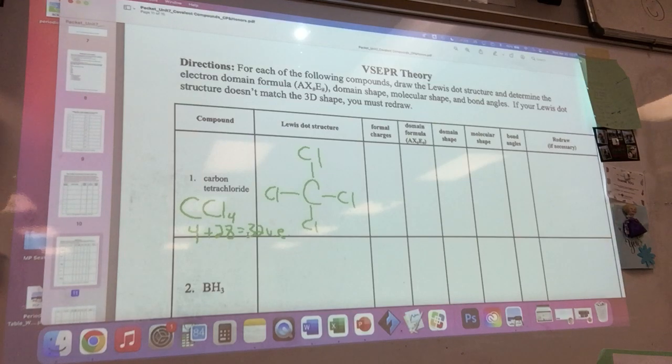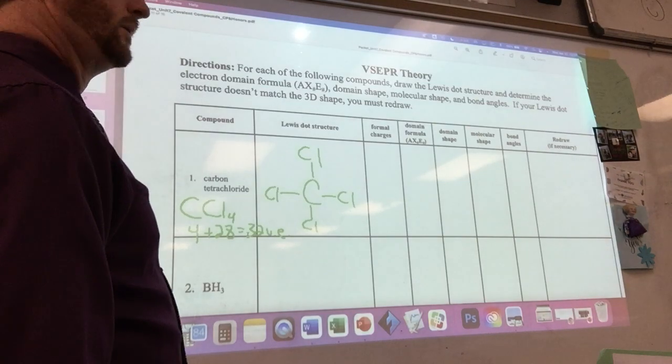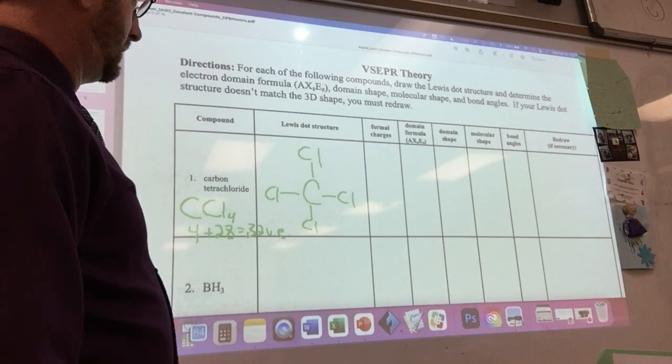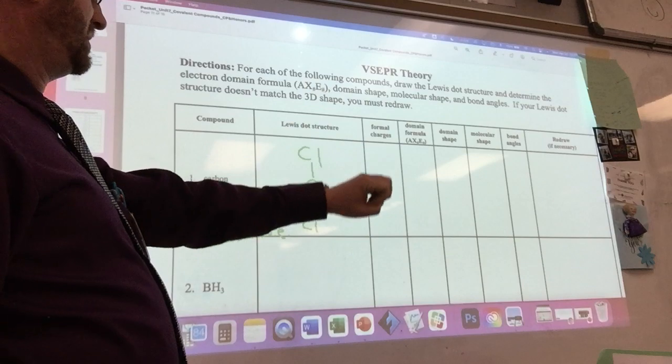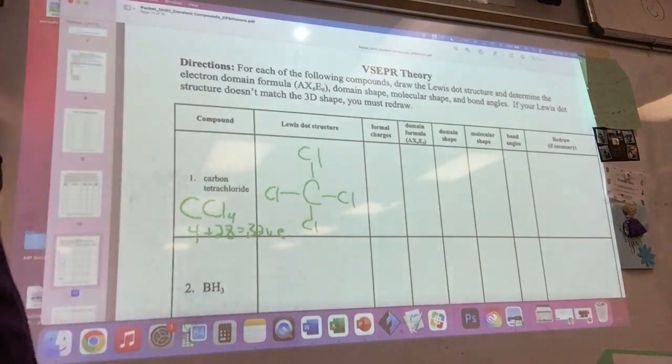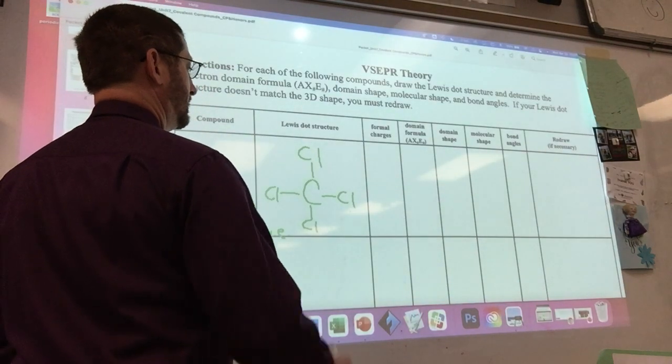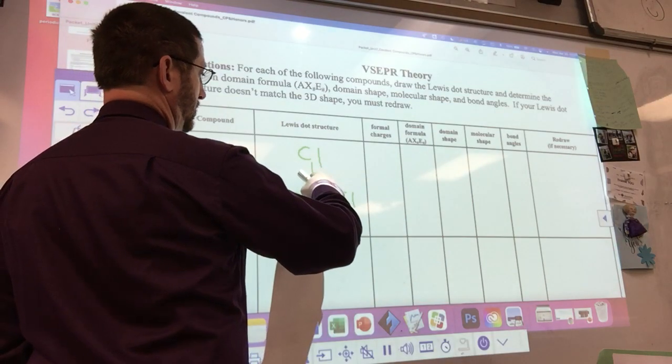Would you draw, like, make it 3D? We're eventually getting to that point, but before we do that, we have to have a Lewis dot structure. So is chlorine happy with 1 bond? No, it needs some more dots, right? How many more dots would it need to get to the octet? 2? Yep.